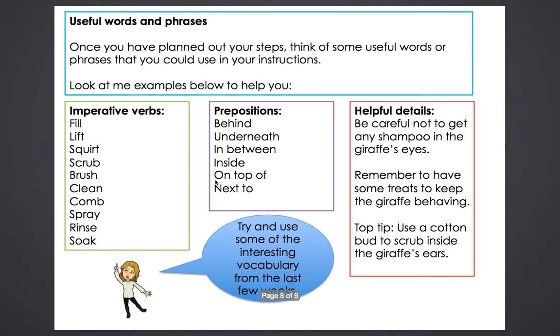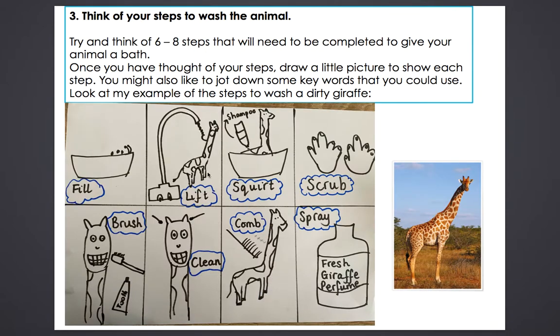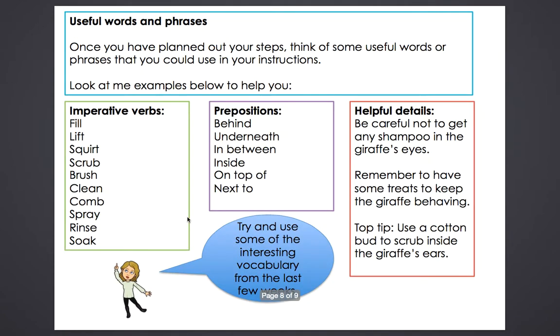Fantastic. Then the final part of our plan is to think of some useful words and phrases that we could use in our writing tomorrow. So in the imperative verb section, those bossy verbs that tell you exactly what to do, I just used the ones that I'd already written down on my picture plan. Okay, so I listed those so that I've got them ready for tomorrow.